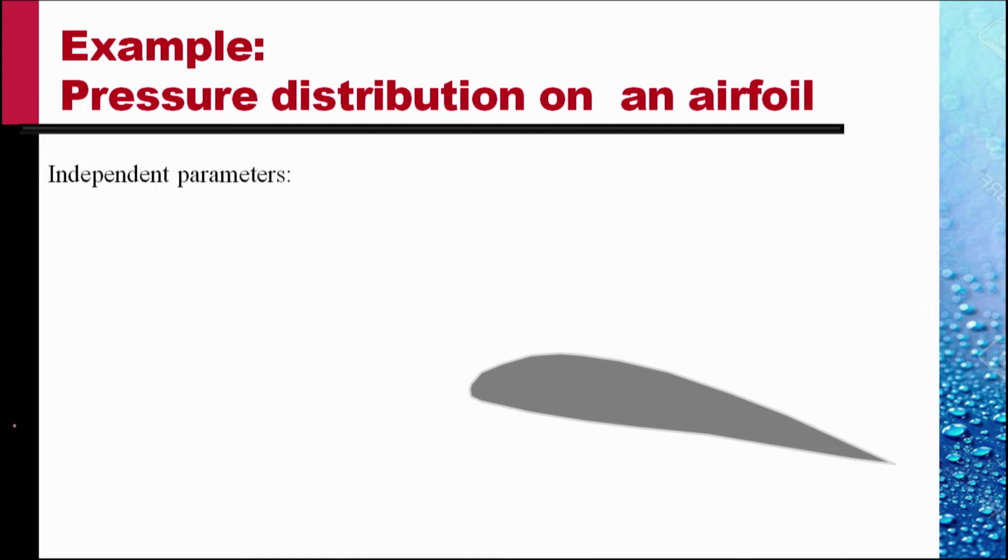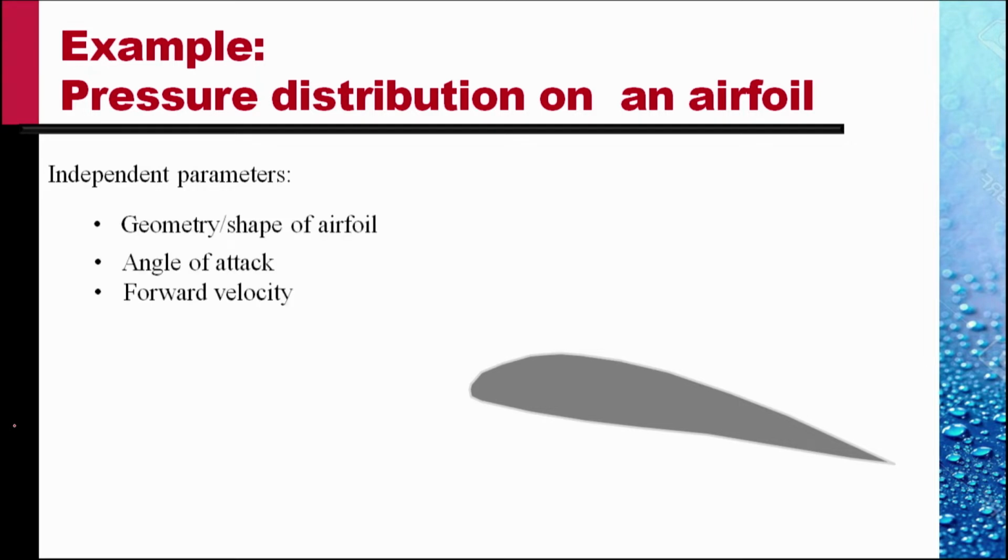Clearly, the independent parameters, the parameters on which the experimenter has control, are something like this: the geometry and the shape of the airfoil, angle of attack of the airfoil, the forward velocity of the airfoil. These are all independent parameters. They do not change from point to point. They are not variable in a given experiment, in a given situation, in a given problem.